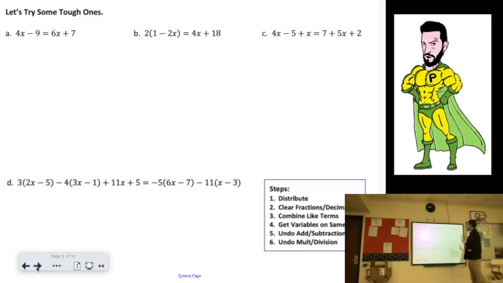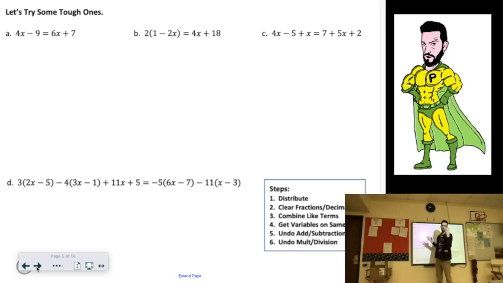All right, now these are real doozies. These are like extreme examples of everything. So if we're running through our steps, distribute. A, there's nothing to distribute. B, we do. And D, we do. So on A, we skip that step. Step 2, clear fractions, done. Step 3, combine like terms. On the same side, you can't do anything on A.